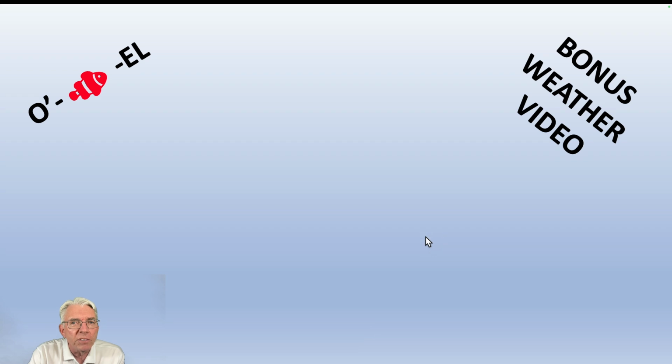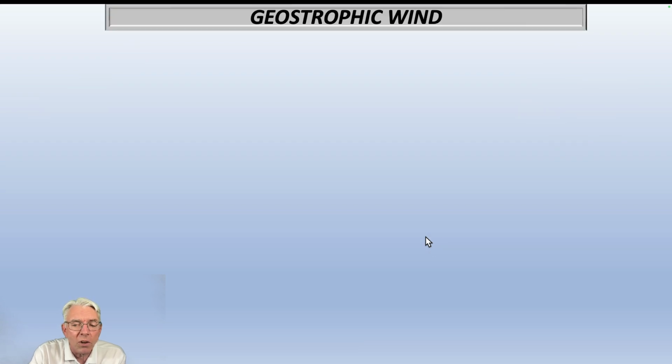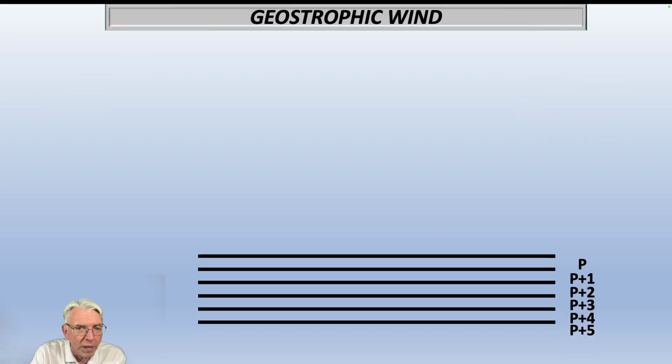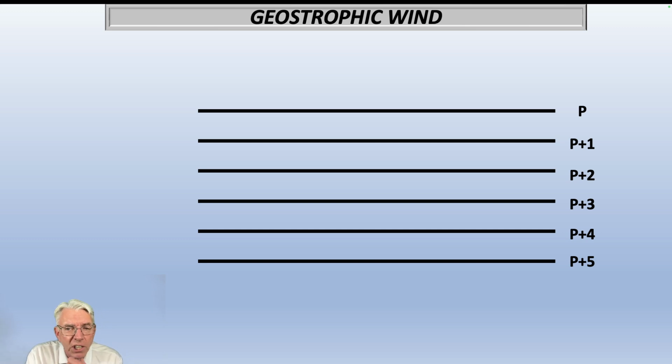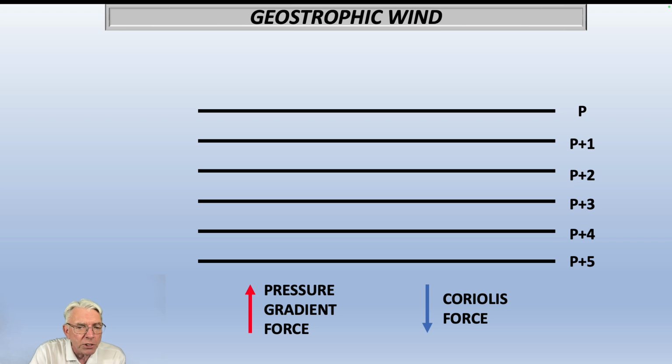So let me put myself down here in the corner, and we're going to talk about something called the geostrophic wind. Now, here are 6 isobars evenly spaced, okay? The low pressure is at the top, that's P, and then P plus 1, P plus 2, it gets progressively higher as you head farther south. So the pressure gradient force is always directed from high to low pressure, so that force is going to be going like this, and the Coriolis force is going to be to the right of whatever the wind direction is at a given time, 90 degrees to the right.